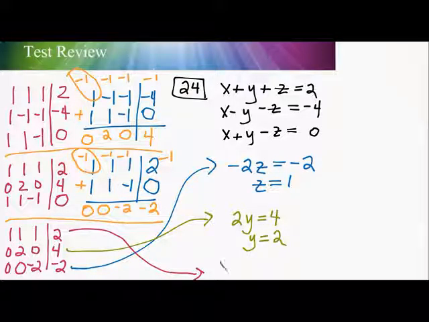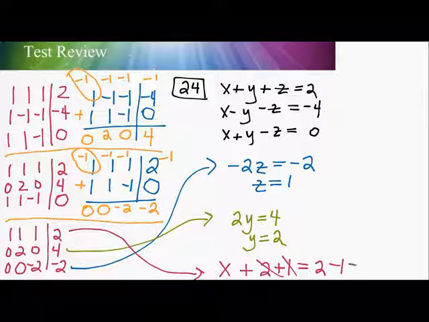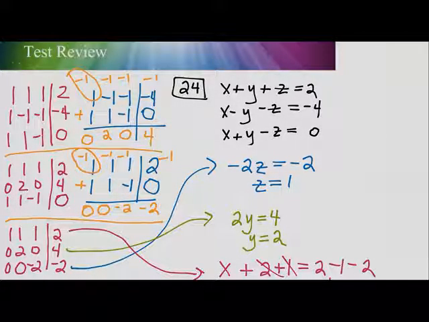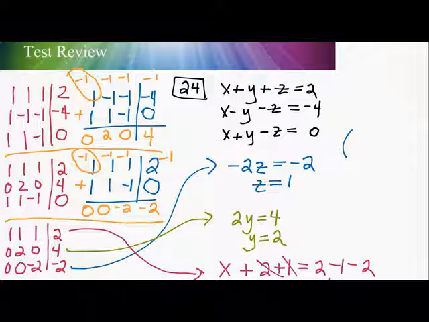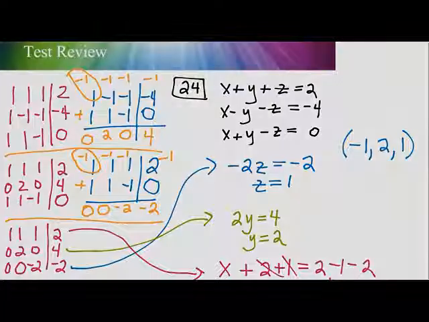And if I plug in x plus y, which is 2, and then plus 1, equals 2. So if I subtract the 1 over and the 2 over, what would I get? I would get x equals negative 1, right? So let's write out our answer. Our final answer would be negative 1, comma, 2, comma, 1.